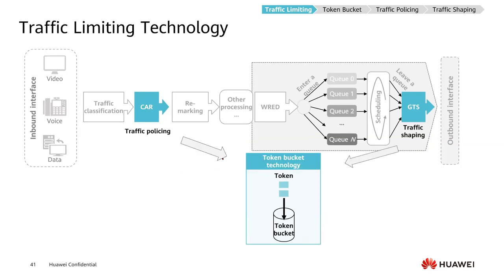Okay. So no matter whether we use traffic policing or traffic shaping, the first question we need to answer is how can we measure how much traffic came into our devices or is going out from the devices? We must have some tool to measure the traffic speed, right? So that is what we call the token bucket. This token bucket technology will be the foundation of traffic policing and traffic shaping.